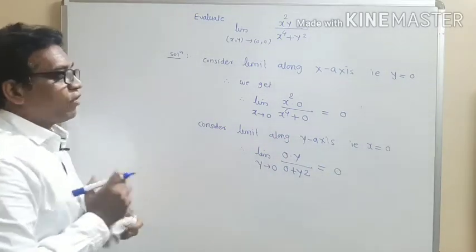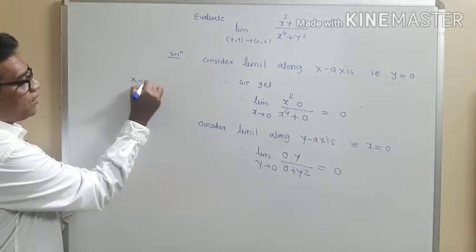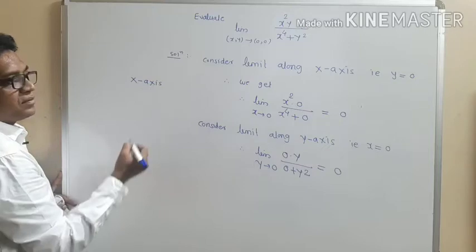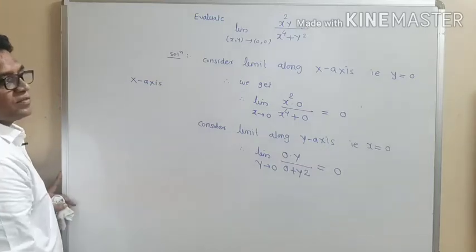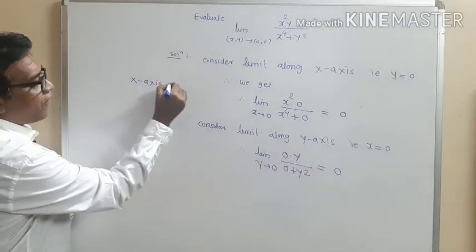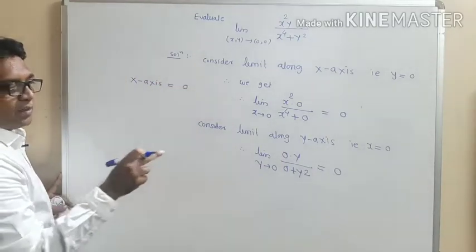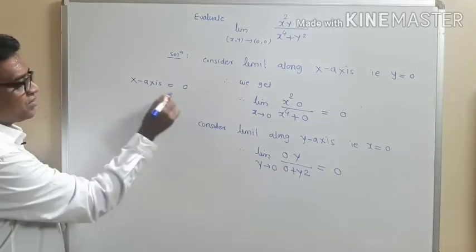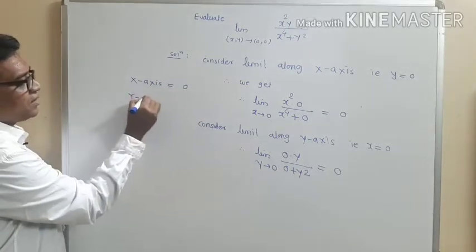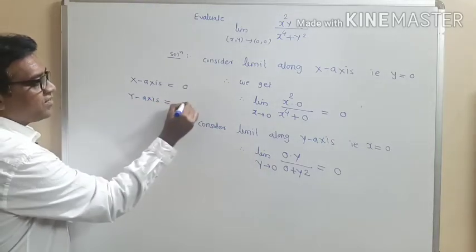So see what we get. We have taken first of all the equation of the x-axis. We have found the limit along the x-axis, and we have found this limit as 0. What is the next step? Consider any other equation. Now this is our second equation. Consider the limit along the y-axis, and we have found this is again 0.